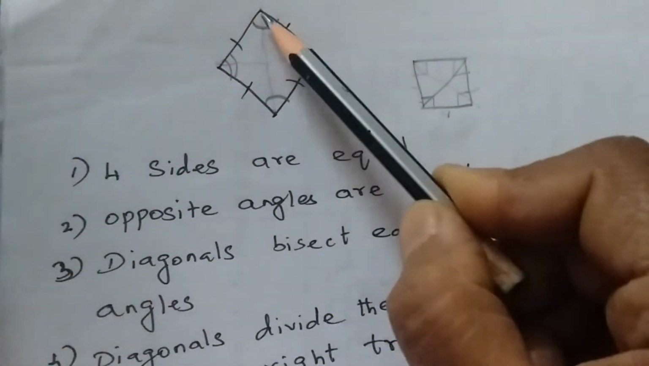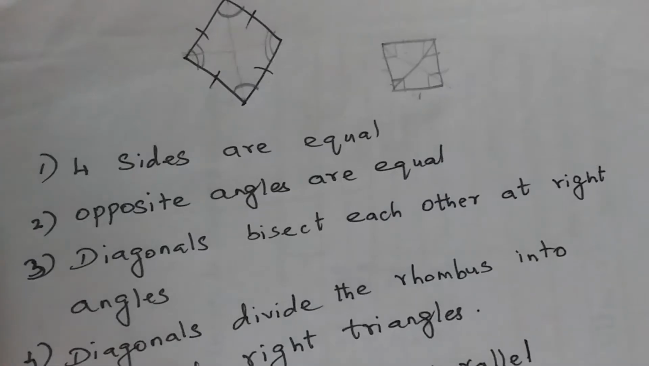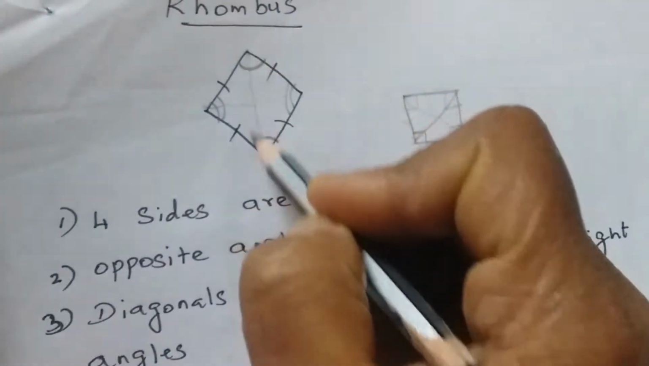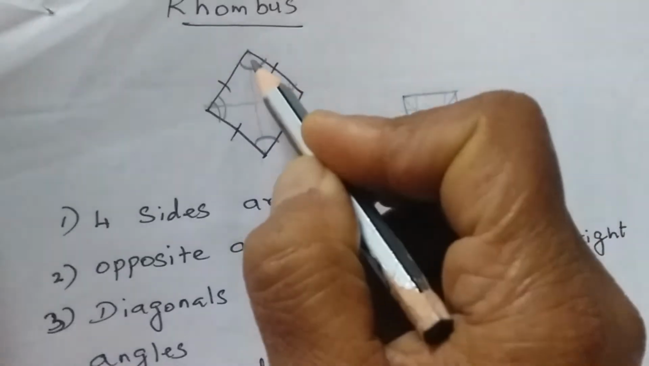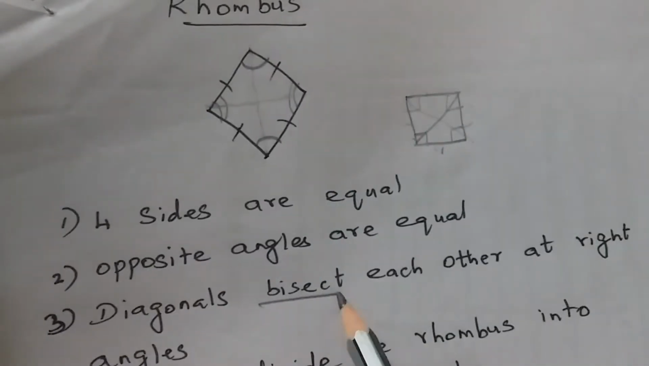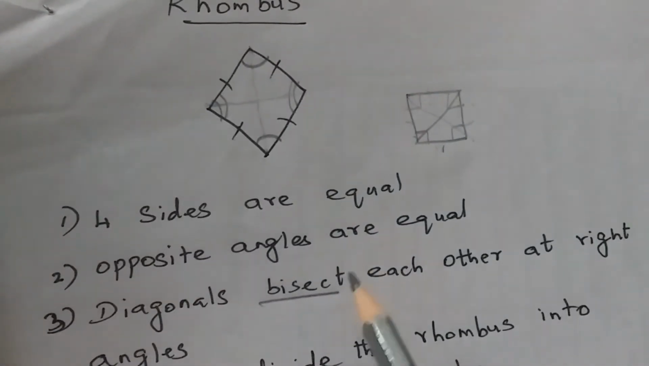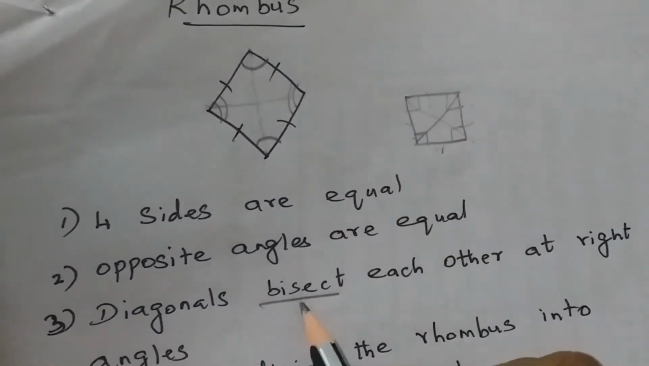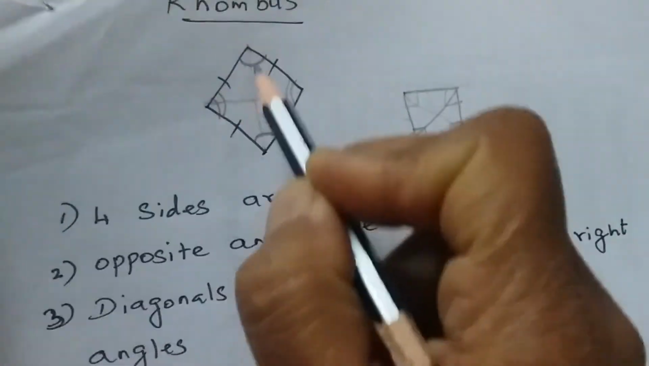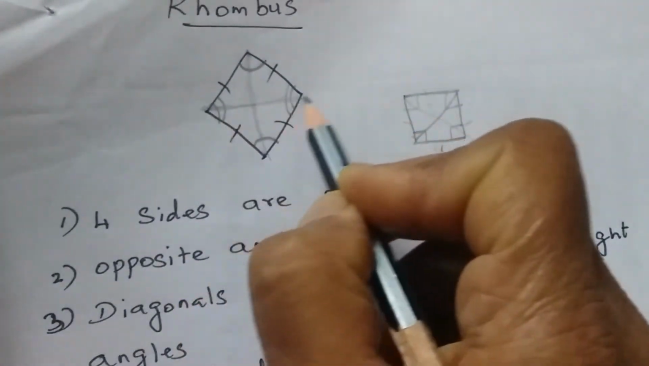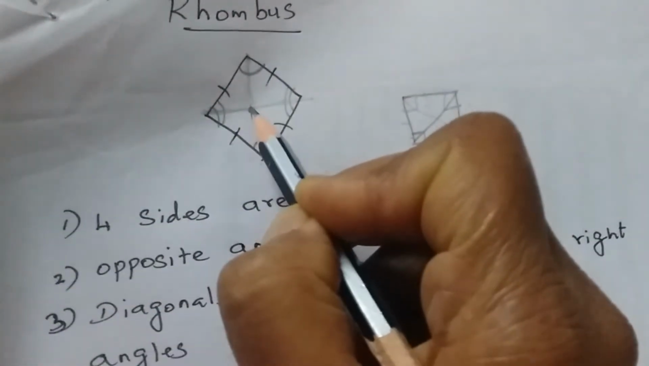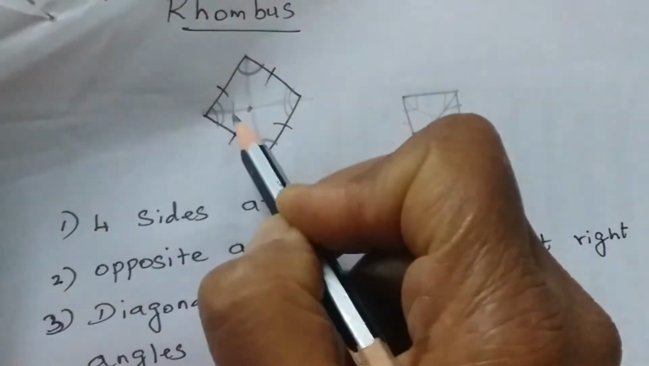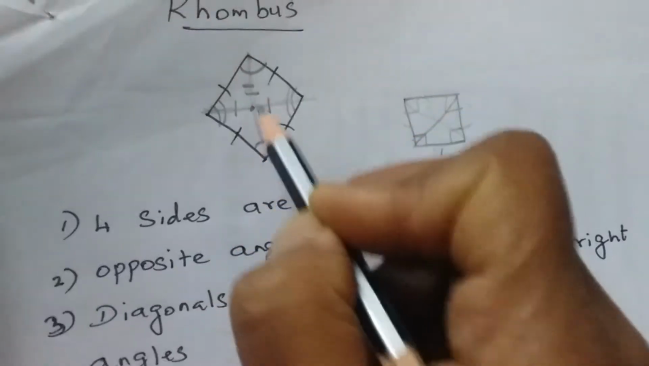Okay. And another important property of a rhombus is the diagonals. The diagonals bisect at right angles. What do you mean by bisect? They meet at the midpoint. Bisect, meet at the midpoint. So this is one diagonal, this is one diagonal. The meeting point is bisect, means the diagonals are divided into two equal parts. This is equal to this and this is equal to this.